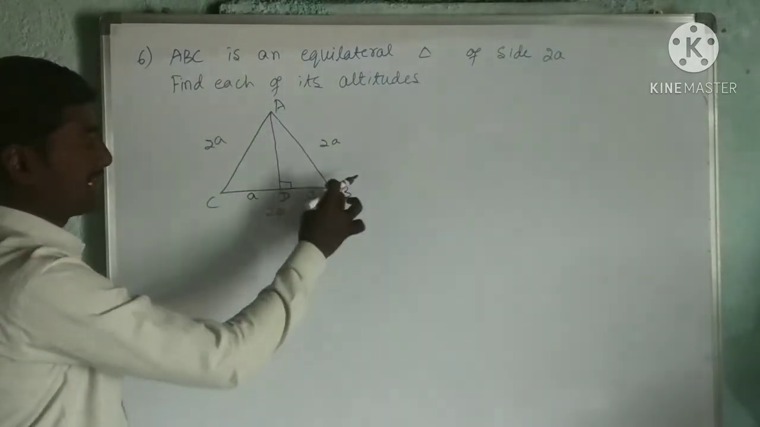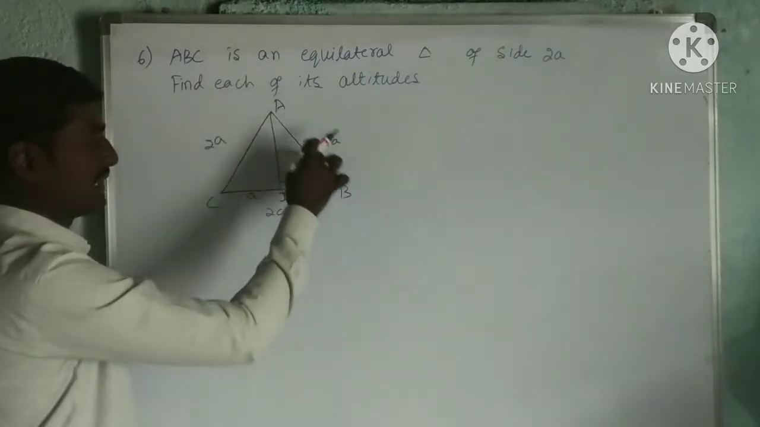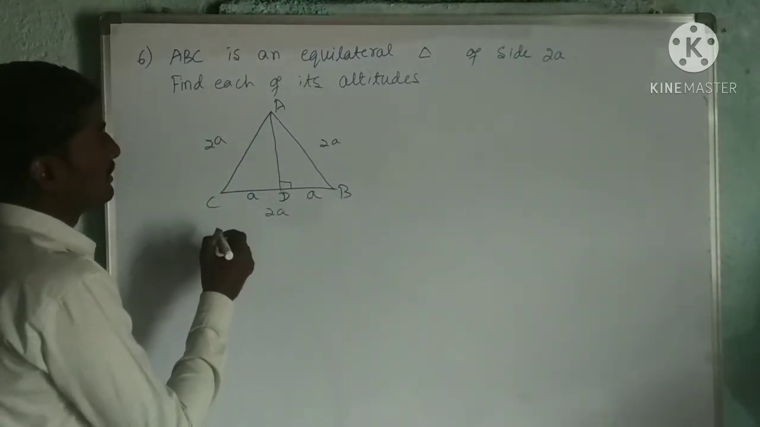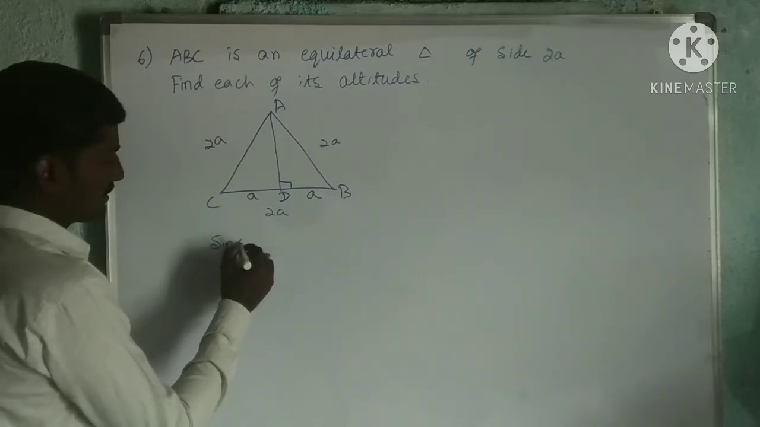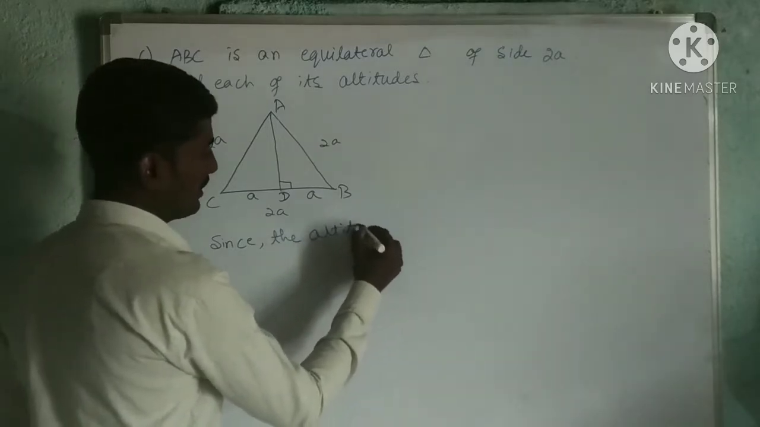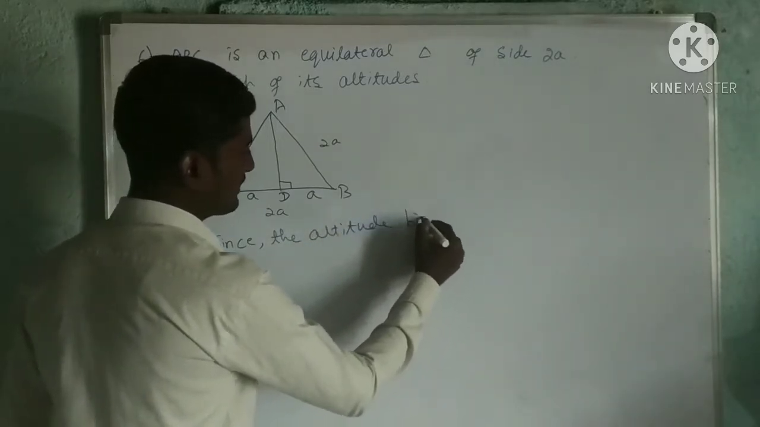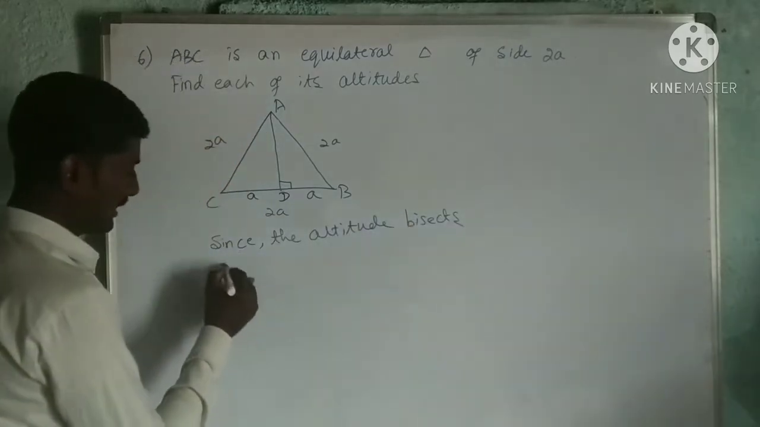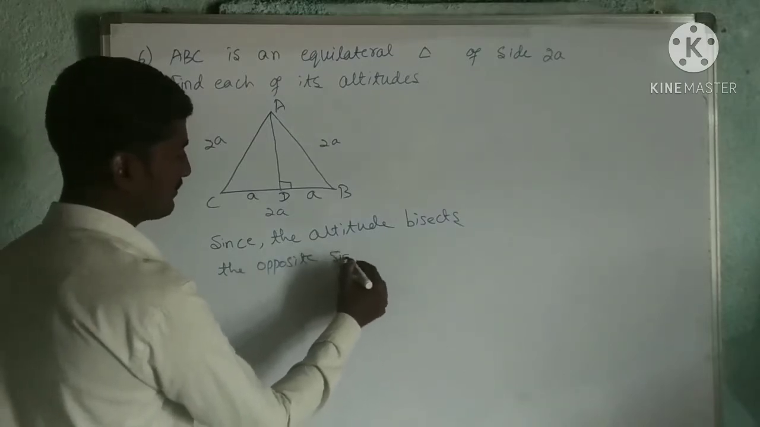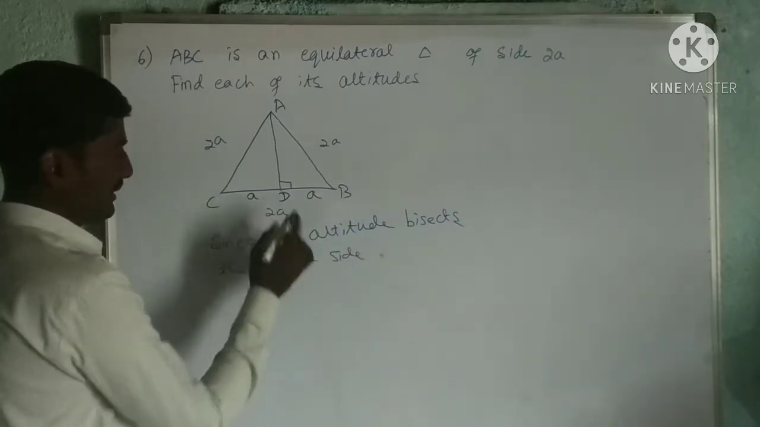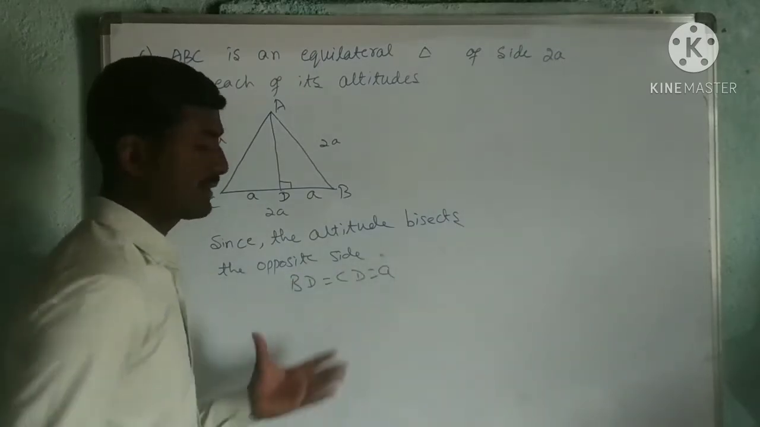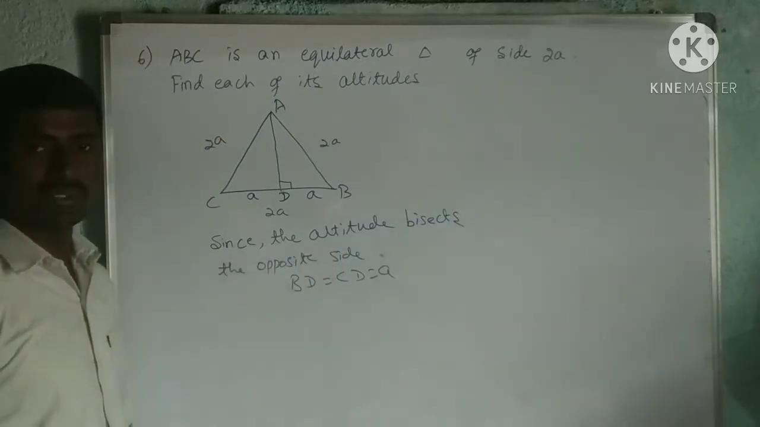Now here I can apply the Pythagoras theorem for the right angle triangle ADB, not ABD. Since the altitude bisects the opposite side, what can I write here? BD is equal to CD is equal to A, because the altitude bisects the opposite side.